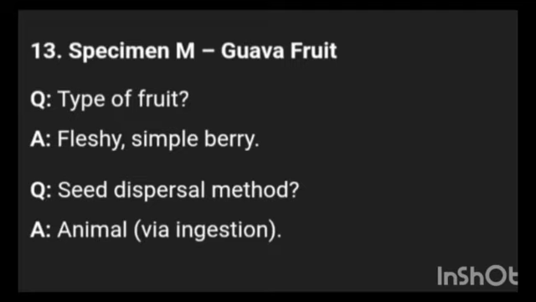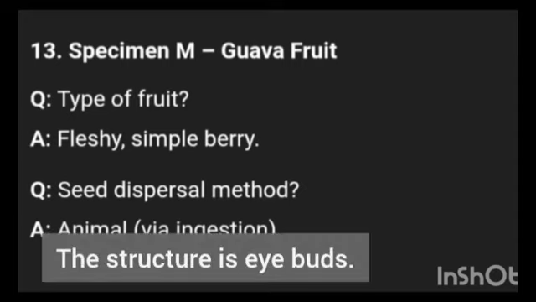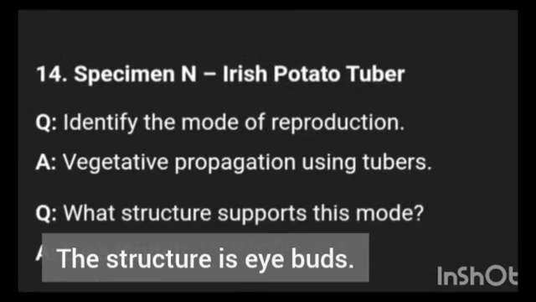In specimen M, you have the guava fruit. The type of fruit is a fleshy or simple berry. The seed dispersal method is by animals via ingestion. They eat up the seeds. Specimen N, Irish potato tuber. Identify the mode of reproduction: vegetative propagation using tubers. What structure supports this mode? It's the eye buds. That's the structure that supports this mode.